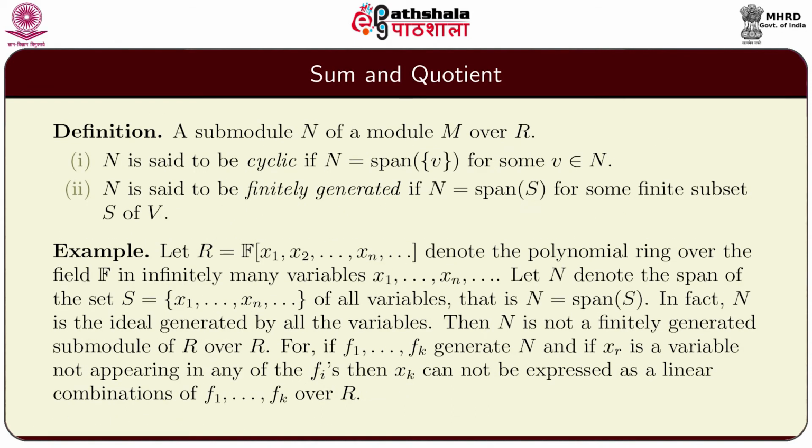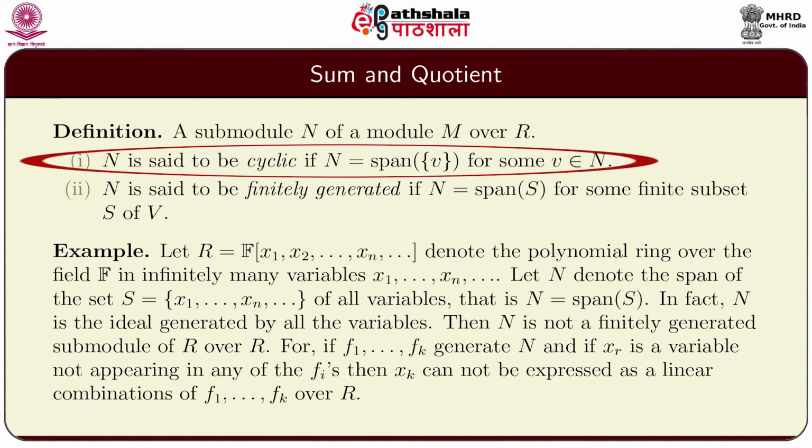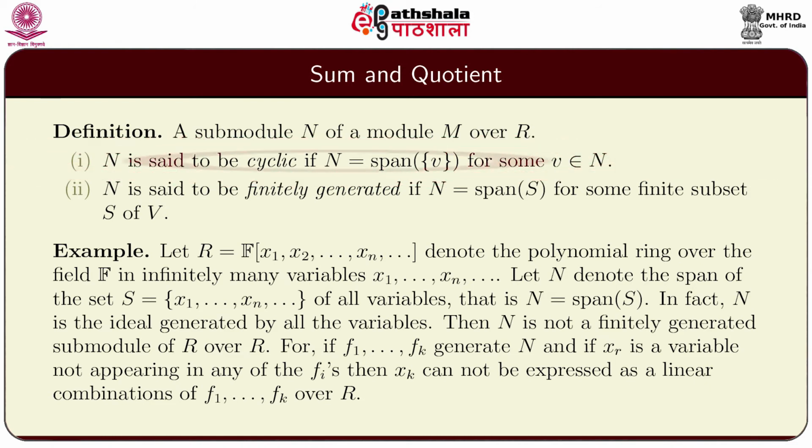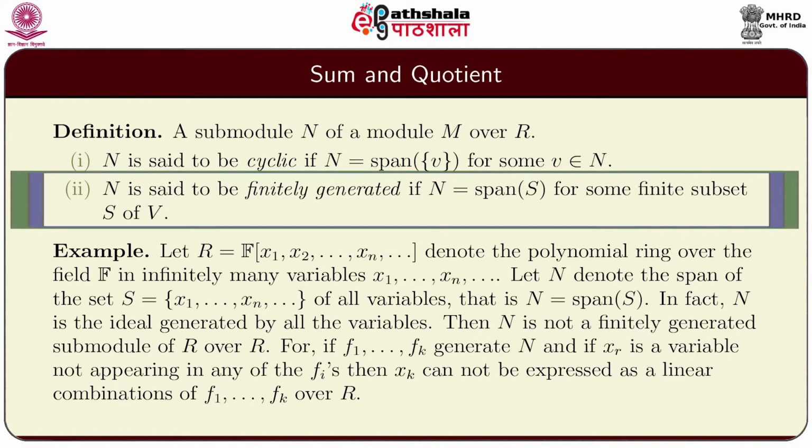Definition: a submodule N of a module M over R is said to be cyclic if N is the span of a singleton set, that is singleton {v}, for some v in N, and N is said to be finitely generated if N is equal to span S for some finite subset S of N.